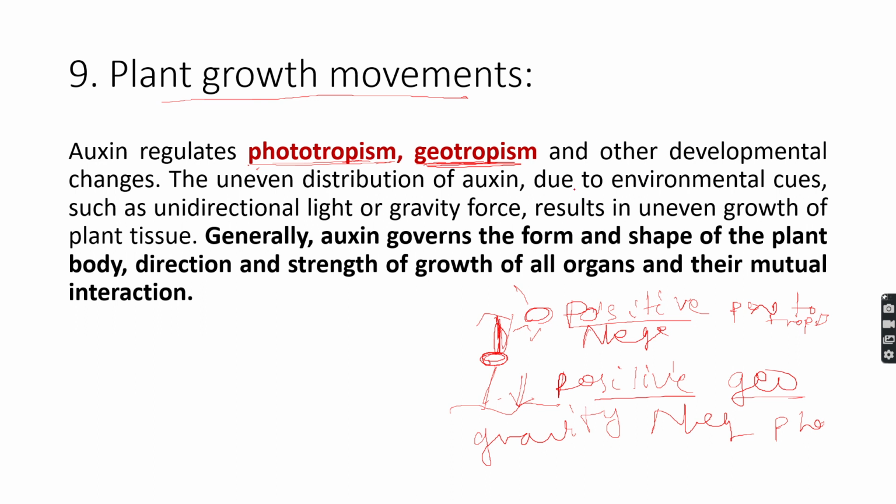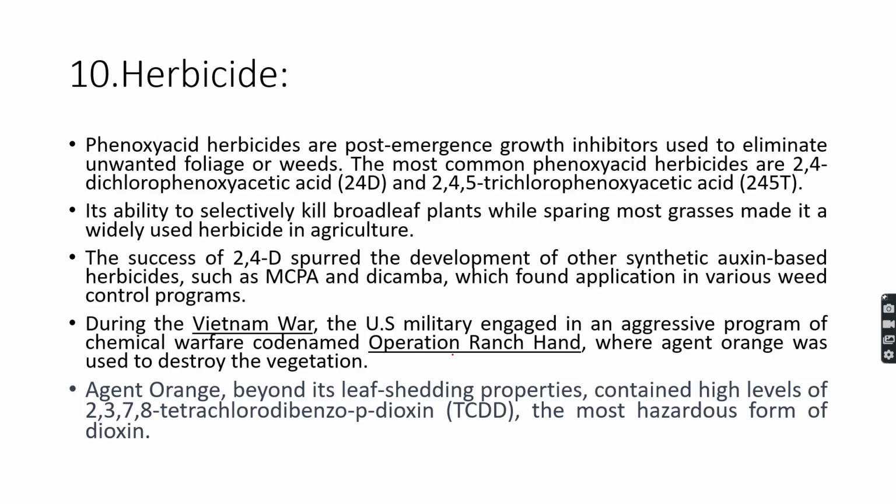So auxin is responsible both for phototropism and also for geotropism, because auxin is responsible for movement of the plant towards light, as the apical part is synthesizing auxin, and auxin is flowing unidirectionally towards the base region, and the root is also grown by auxin, or the initiation of root is also happening by auxin. So that is why auxin is responsible both for geotropism and also for phototropism.